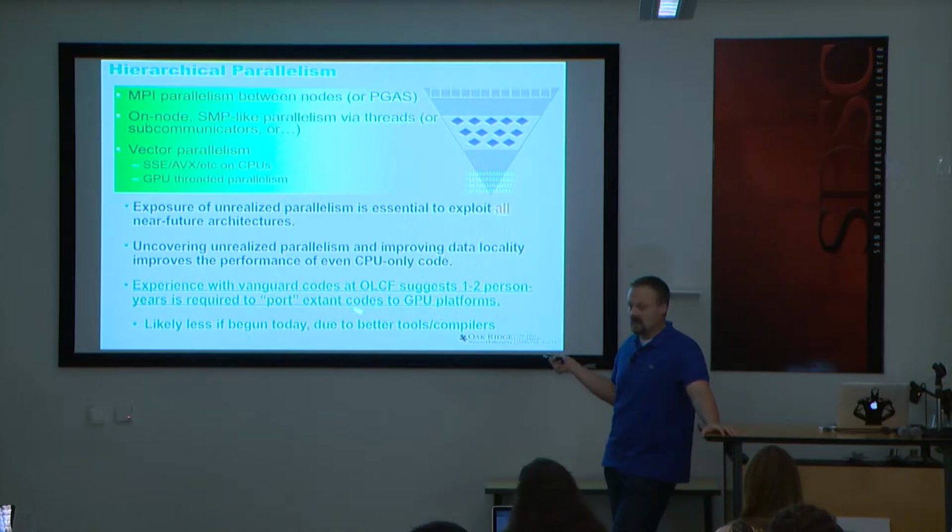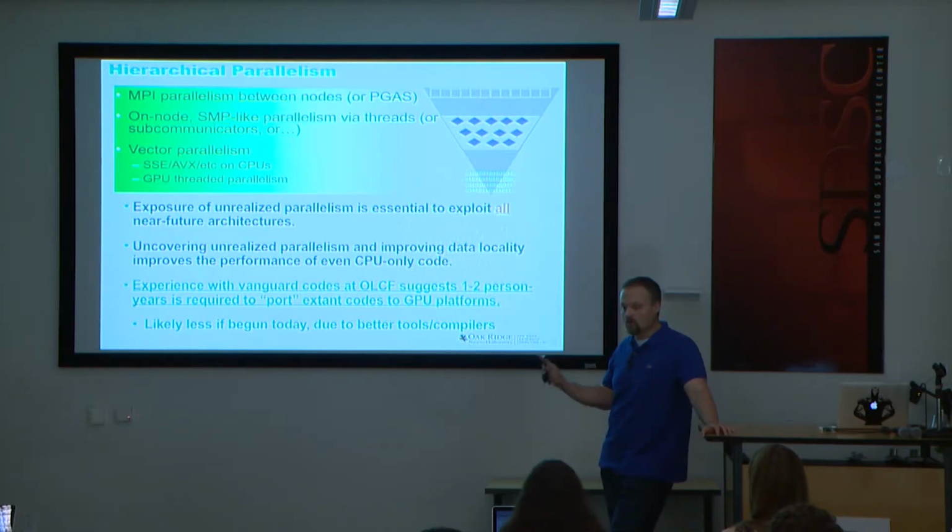So we took a handful of applications at Oak Ridge and ported them to Titan, right when the machine came up. And we started early, and it probably took us 1 to 2 person years to do those ports. It's less today, right, because we were in the middle of good compilers and good tools becoming available. But it's still months of work to do one of these ports.